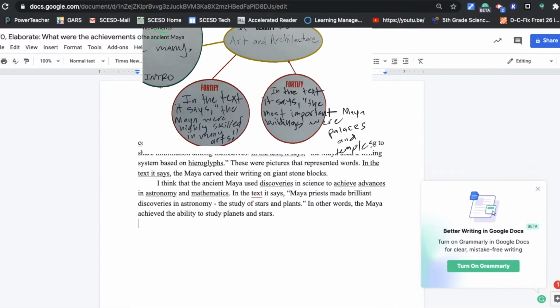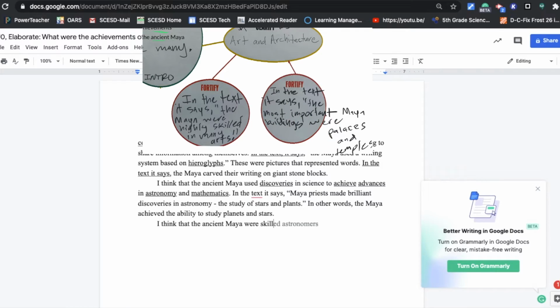Well, first we need to make sure that we tab or indent so that we start our new paragraph, and we can do it with I think again. I think that the ancient Maya were skilled. Well, that is a little bit too close to, well, it's highly skilled in many arts. In the text it says that most important Maya buildings were palaces and temples. So what can we say from that?